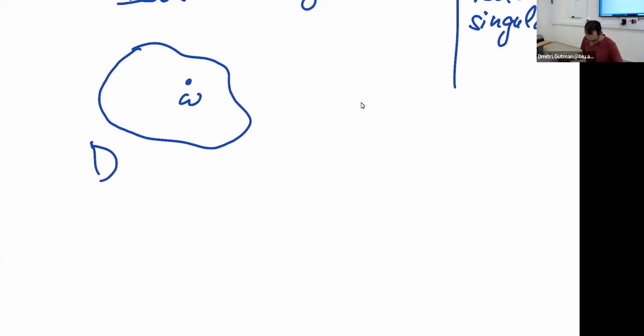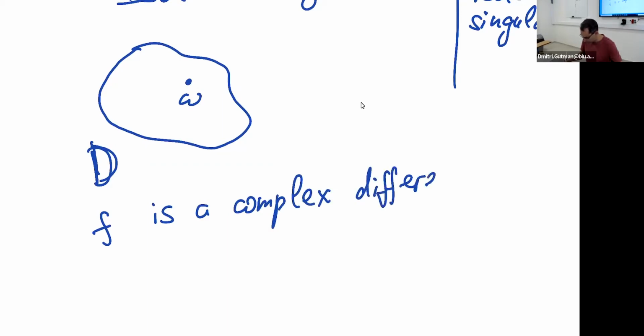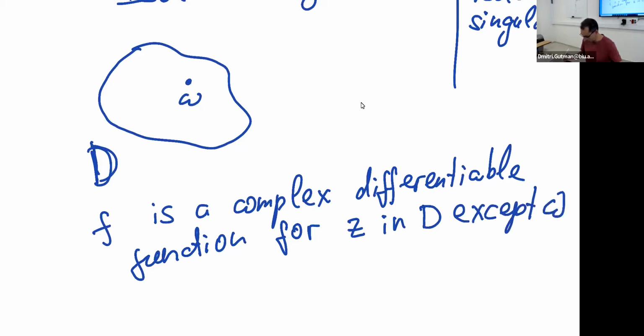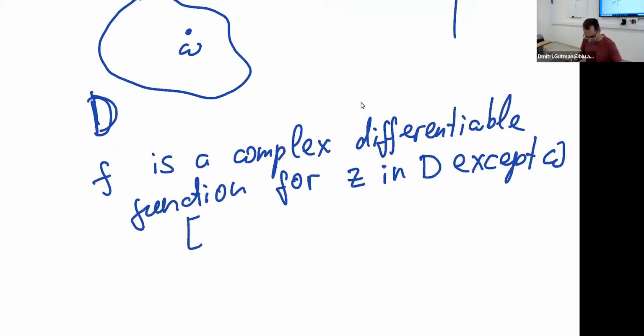And let's discuss a function f. It's a complex function f, a complex differentiable function, for all points z inside D except point W. So it means all points in D excluding point W.